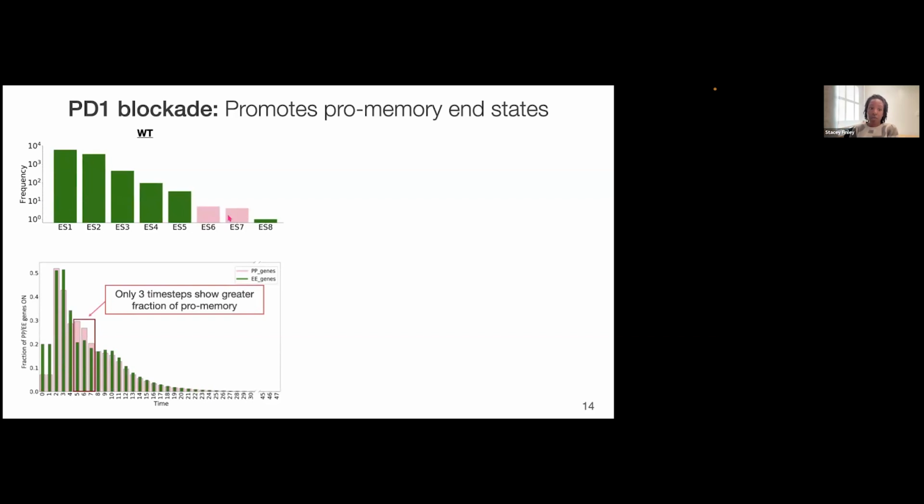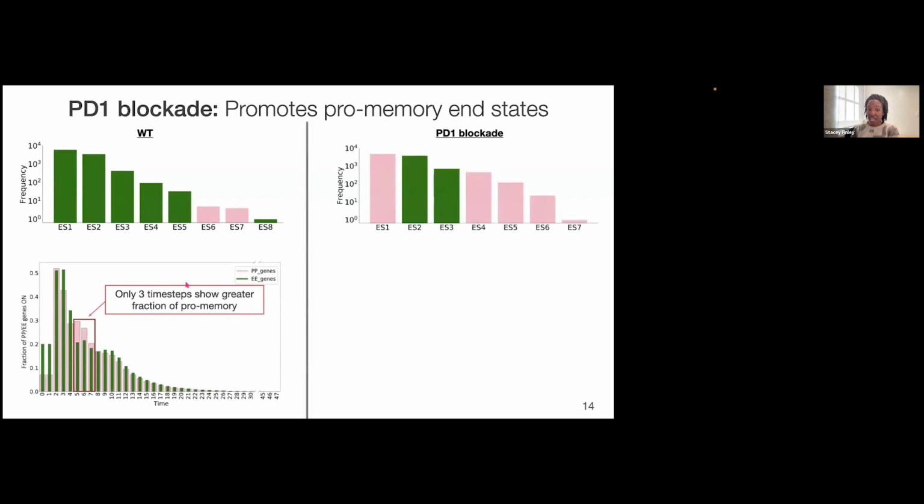Most of those are representing a terminally exhausted T cell state. If we look at the time course, we only saw that 3 intermediate time steps show a greater fraction of pro-memory state compared to the early exhausted genes. Now, in comparison to that, when we implement the PD-1 blockade, you should see from left to right more pink, which means more cells are in a final end state that is characterized as being proliferative or pro-memory. And so we see that drastic difference from left to right.